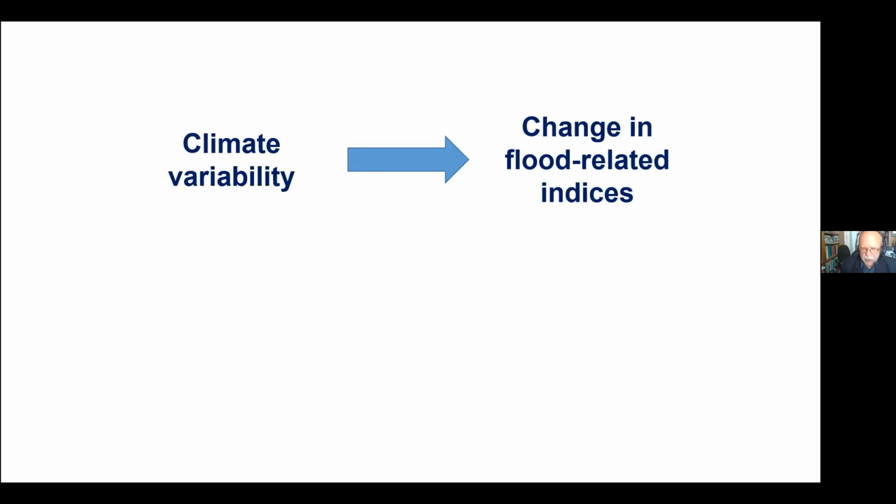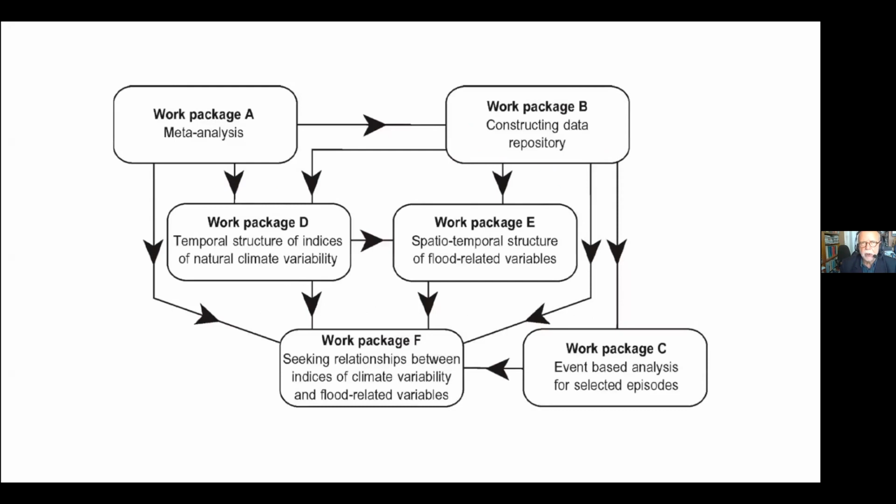The structure of the project is as follows. Work package A is meta-analysis, so analysis of literature, rich literature. Work package B, constructing data repository. There is a lot of data available. C, event-based analysis for selected episodes. D, temporal structure of indices of natural climate variability. E, spatial temporal structure of flood-related variables. And finally, work package F, which is not ready yet, seeking relations between indices of climate variability and flood-related variables.